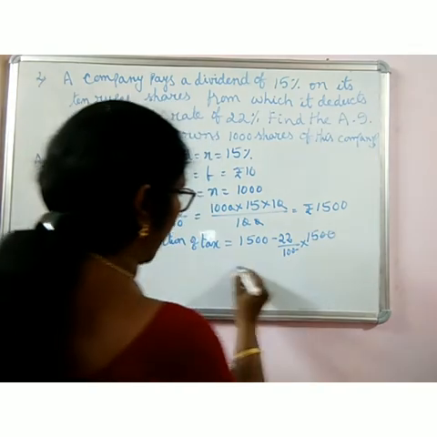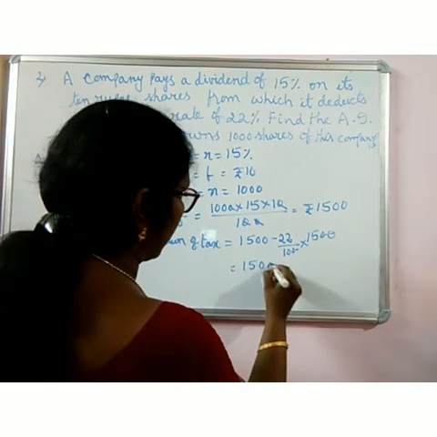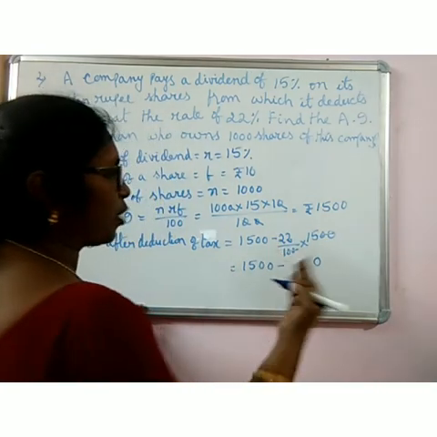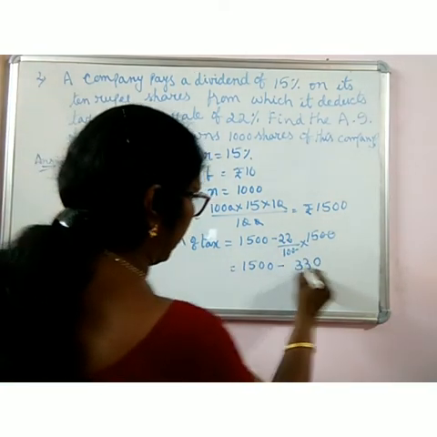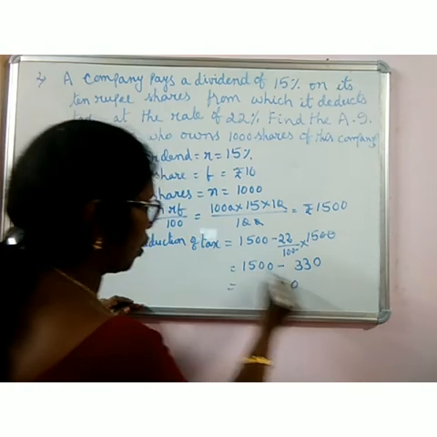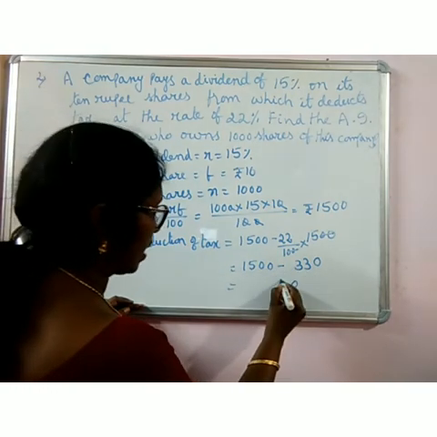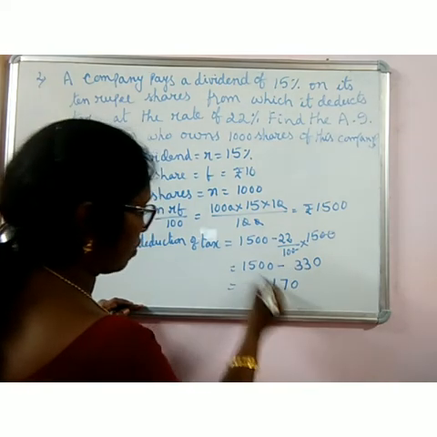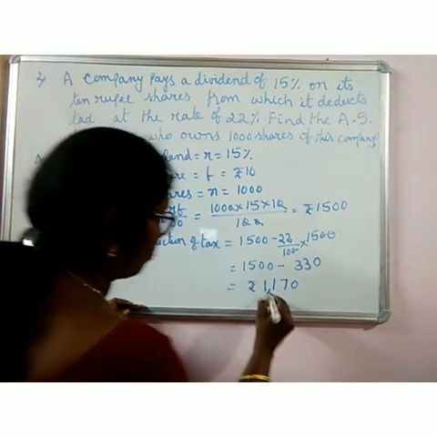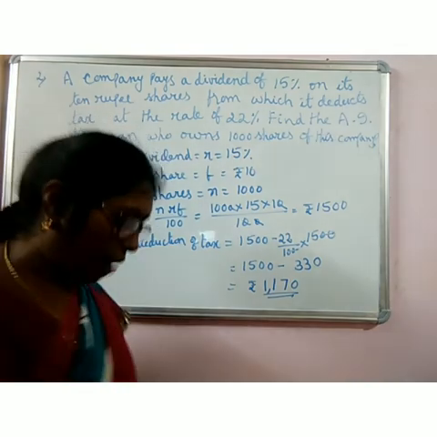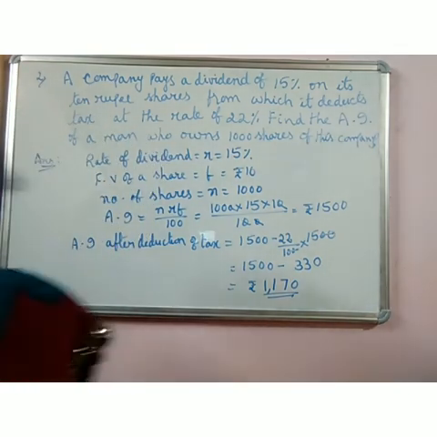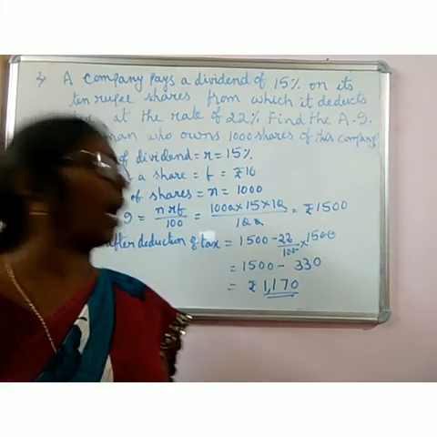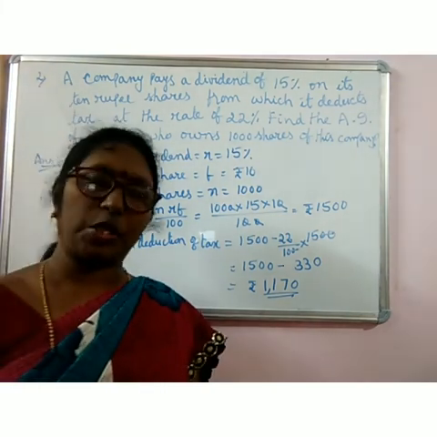2 zeros cancel. 1500 minus 15 twos are 30, 0, 3 carry. 15 twos are 30 plus 3, 33. So 0 minus 0, 0, carry 1. 10 minus 3 is 7. Here 4 will be there. 4 minus 3 is 1, 1. So man's income after deduction of tax is 1170 rupees. I hope the problem is clear to you.